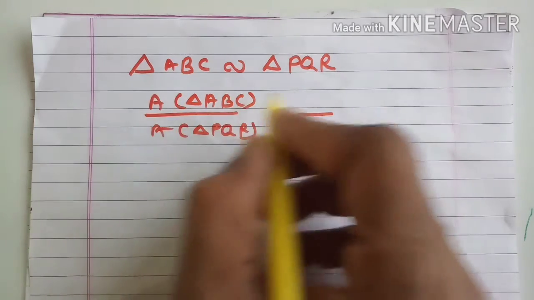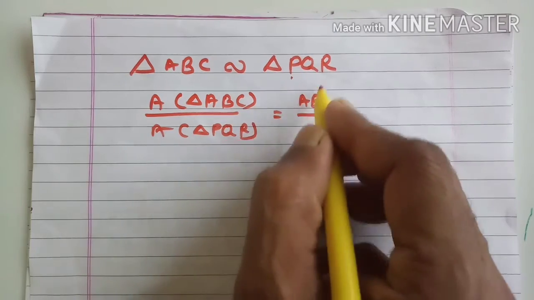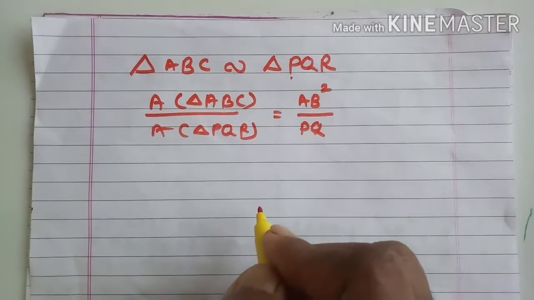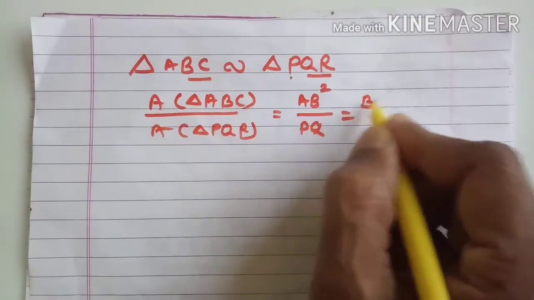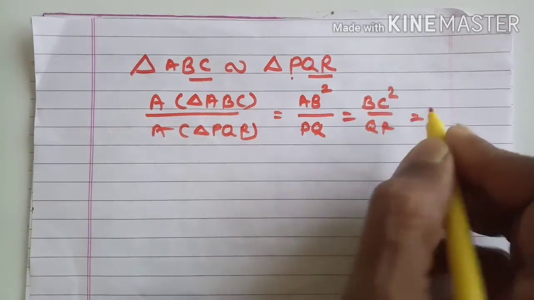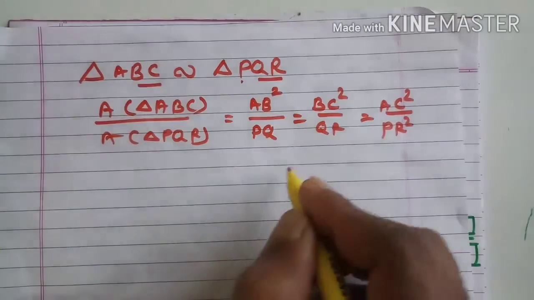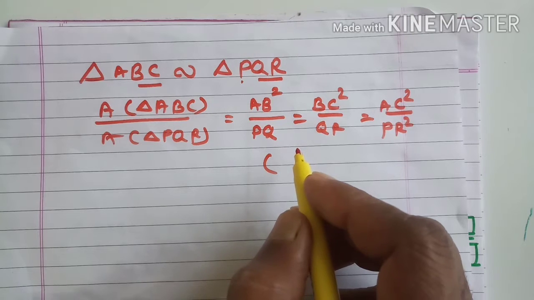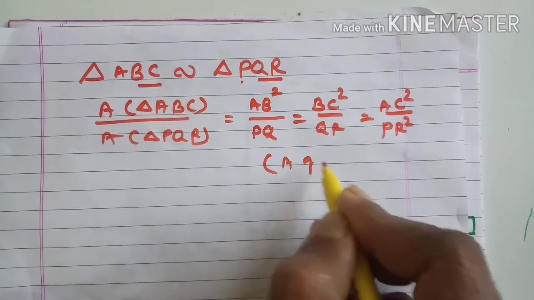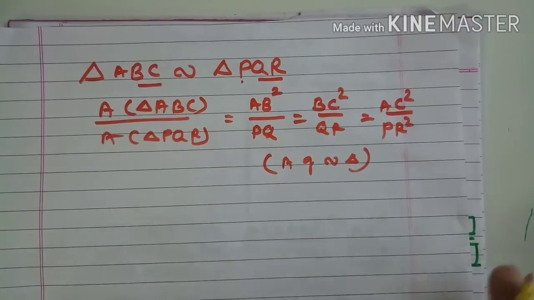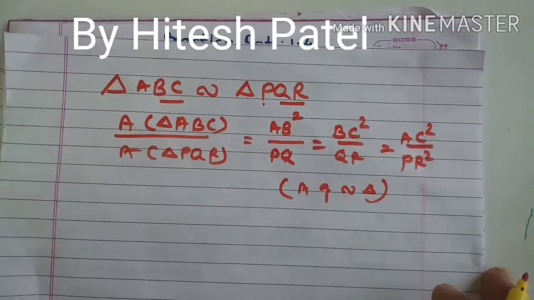Means here if we take AB, then the corresponding side of AB is PQ, so AB square upon PQ square. If we take BC, then here we have to take QR, so BC square upon QR square, and the last one is AC square upon PR square. This is by the theorem of area of similar triangles. Now let's see its application in practice set number 1.4.